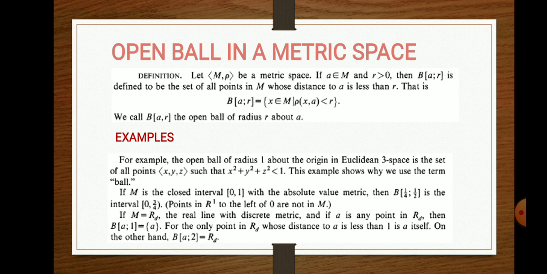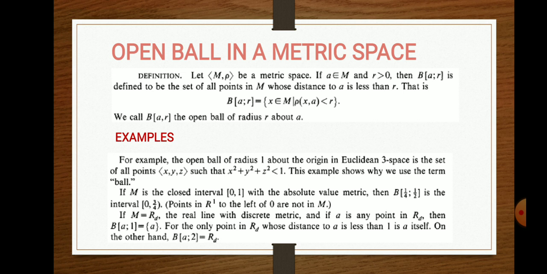Next one, M is the closed interval [0, 1] with the absolute value metric. The open ball with center 1/4 and radius 1/2 is the interval [0, 3/4). Here the center is 1/4. So 1/4 minus 1/2 is minus 1/4, which is outside the given set [0, 1]. Therefore, the endpoint is 0, and you consider the closed bracket at 0. On the right-hand side, 1/4 plus 1/2 is 3/4, which is in the closed interval [0, 1]. So you consider the open end at 3/4.